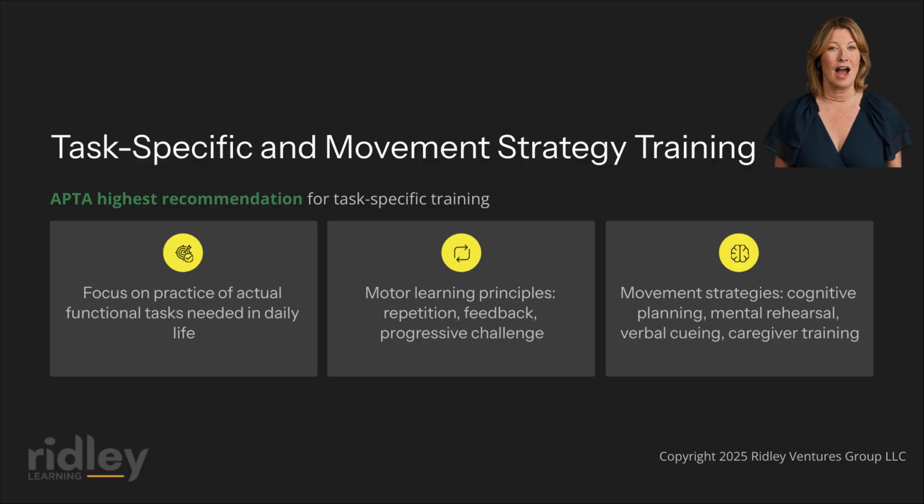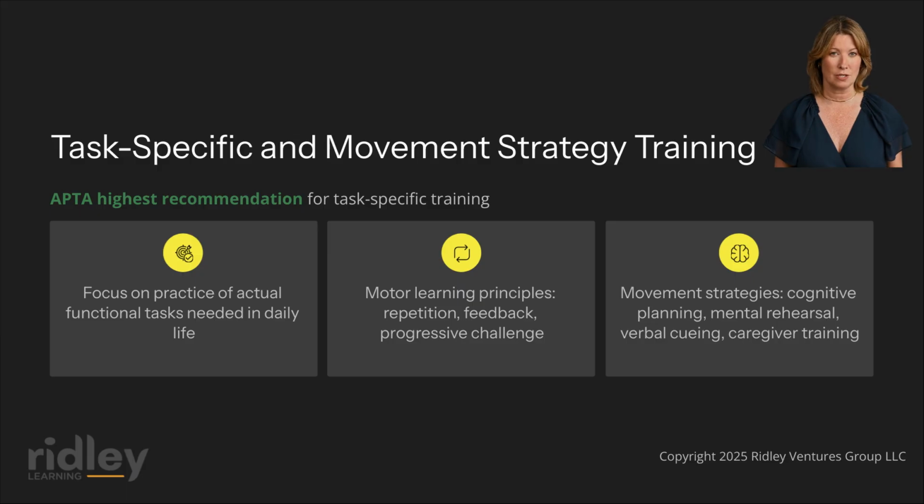Task-specific training receives the highest level of recommendation from the American Physical Therapy Association for improving task-specific impairment levels and functional outcomes in Parkinson's disease. This approach focuses on practice of specific functional tasks that patients need to perform in daily life, applying principles of motor learning including repetition, feedback, and progressive challenge. Task-specific training may target transfers, bed mobility, reaching activities, walking in various environments, stair negotiation, and other activities identified as priorities through collaborative goal setting with patients.